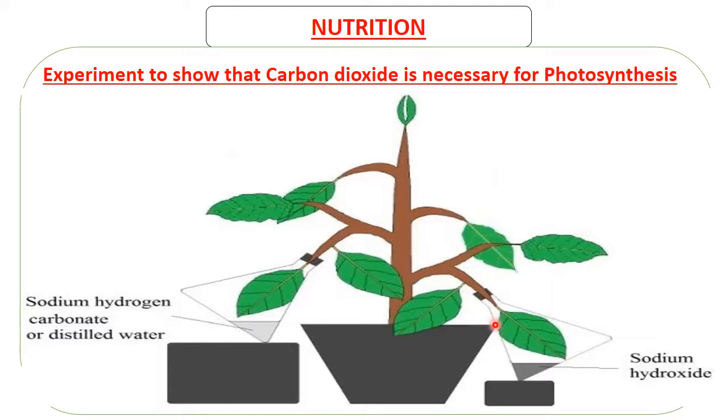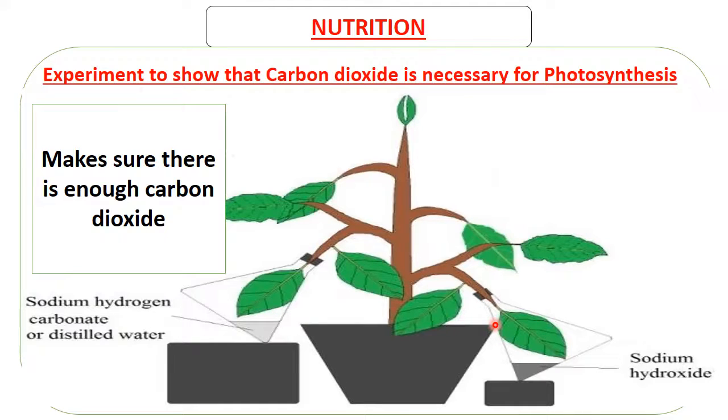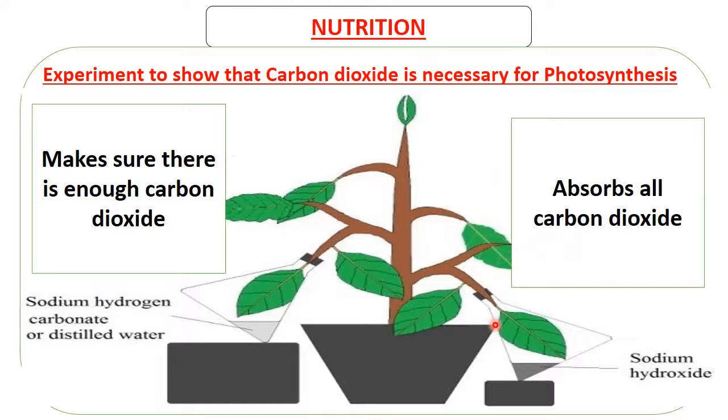So in short, the sodium hydrogen carbonate or distilled water makes sure there is enough carbon dioxide, while this other one absorbs all the carbon dioxide. So we've got two situations here, one with carbon dioxide and the other without carbon dioxide. We're going to see whether photosynthesis is going to take place.